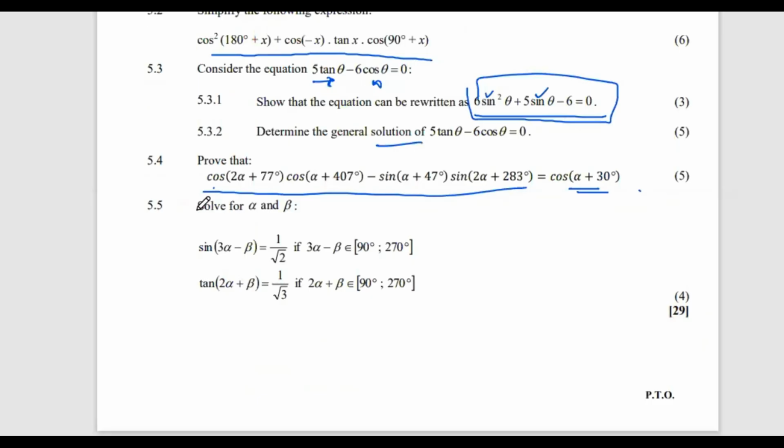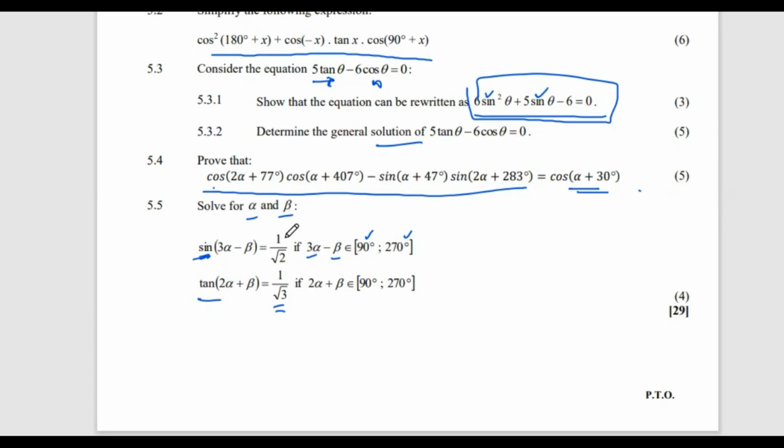Then 5.5, they want us to solve for alpha and beta. The sine of 3 alpha minus beta is equal to 1 over root 2, if 3 alpha minus beta is between 90 and 270, quadrant 2 or 3. And then at the same time, they're telling us the tan of 2 alpha plus beta is equal to this. So let's get rid of these ratios and just focus on the variables alone. So for me to get rid of this, I must find the shift sine of 1 over root 2.